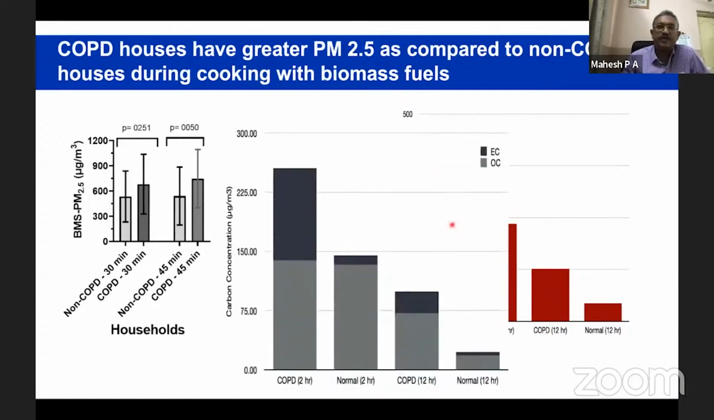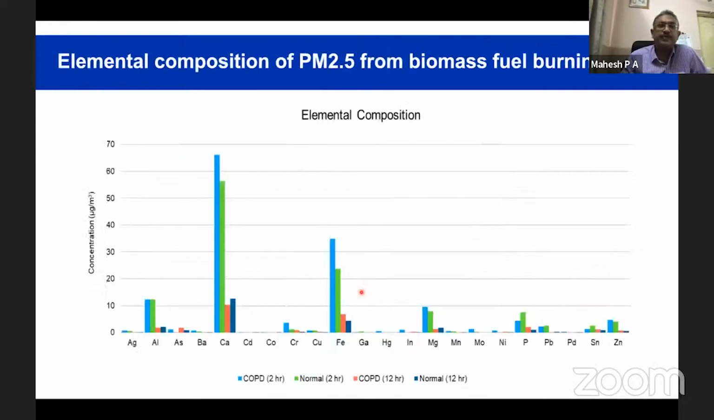We have also worked with IIT Madras, looking at the composition of these, and we find when you look at the elemental carbon and the organic carbon, the organic carbon is similar, but the elemental carbon has a big difference between houses where women have COPD versus where they don't. And this could be important as well. We have looked at the various metals, the elemental composition of this PM2.5, and compared them between the houses with COPD and normal.